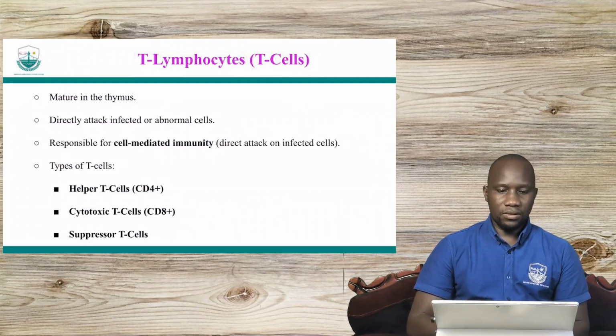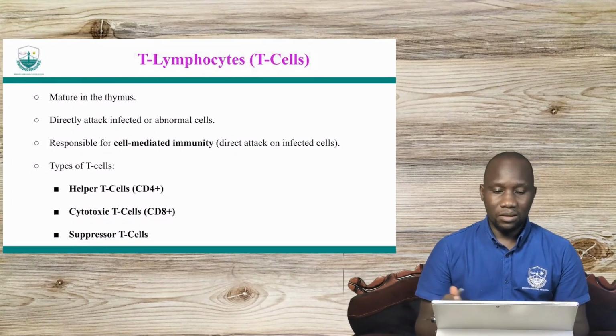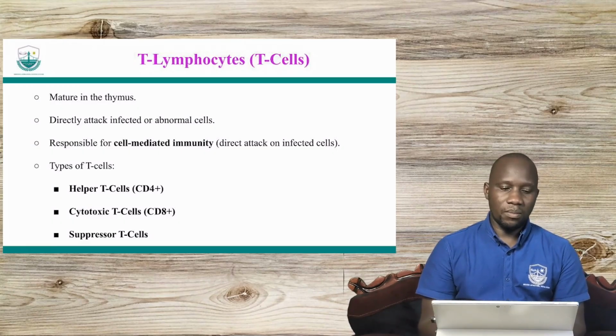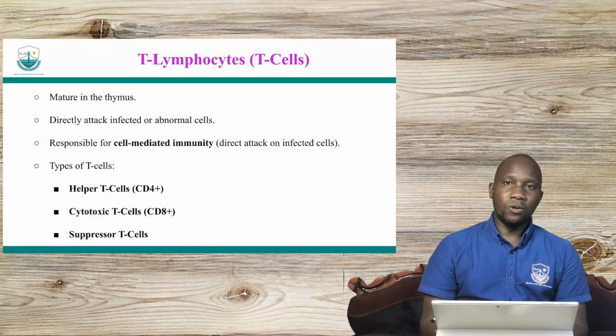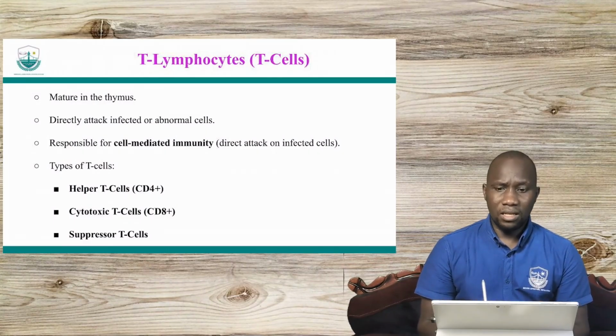There are 3 types of T cells. T helper cells, you can call them T helper cells, no problem, but you can still call them helper T cells, cytotoxic T cells, and then suppressor T cells. These are actually very important cells.